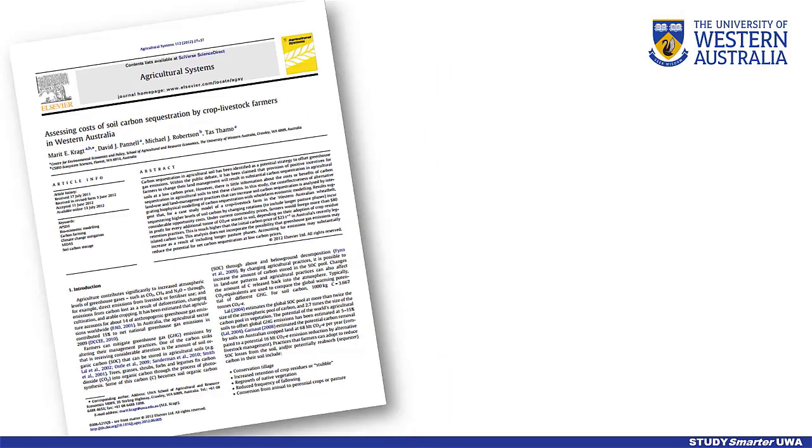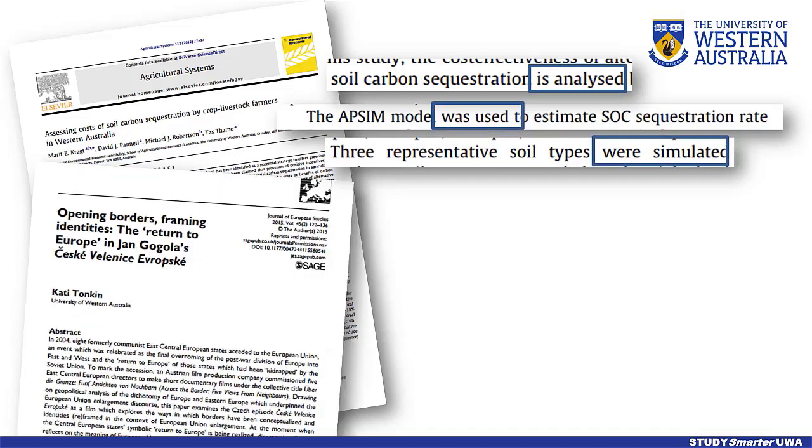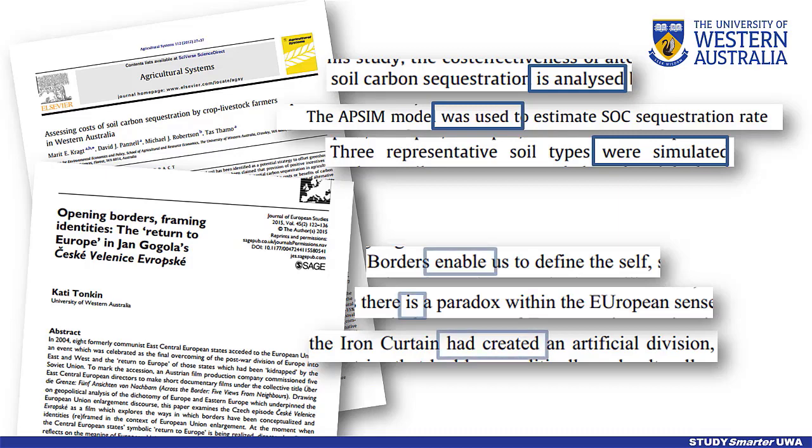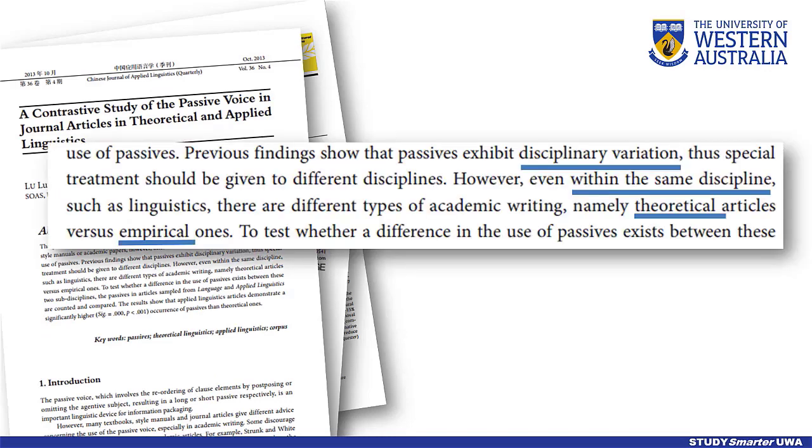In academic writing, the passive voice is typically used in studies that rely on experiments, and the active voice is much more common in studies, papers, and sections of papers that emphasize theory and analysis.